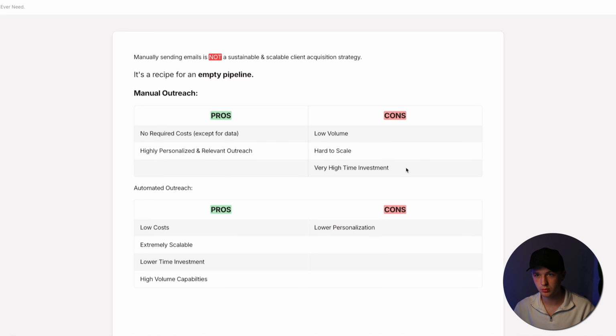You most likely are going to be doing it yourself, right? If you hire someone to do it, that's another extra cost, a whole full-time person doing manual outreach. That's why I don't recommend doing manual outreach.